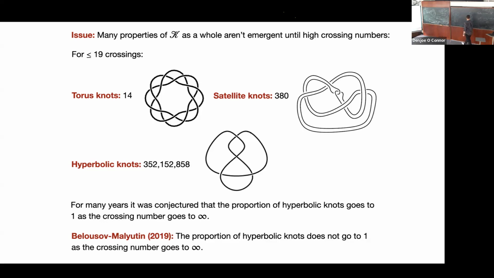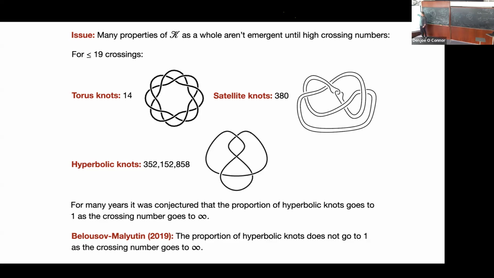And then torus knots, I erased it, but torus knots live on a torus, and so they have, I guess, two tori that violate Thurston's conditions. So the punchline of this slide is that, at least when I was a grad student, I thought this was the trend that continues. But in 2019, it was proved that the proportion of these doesn't go to 1 as n goes to infinity, or as the number of crossings goes to infinity.